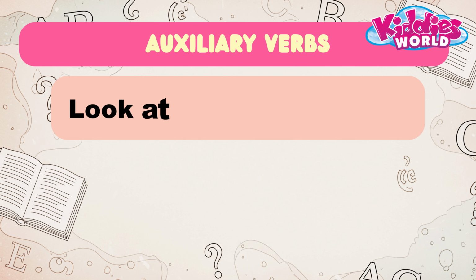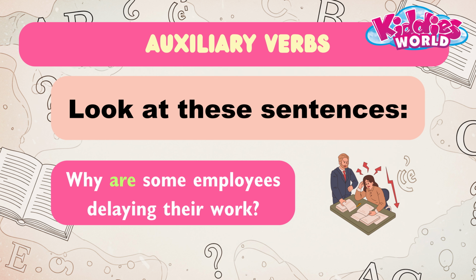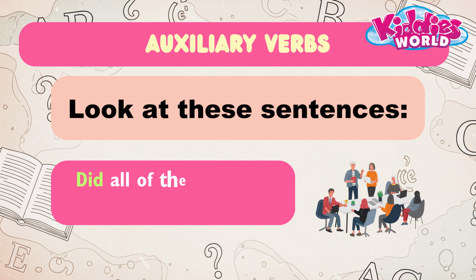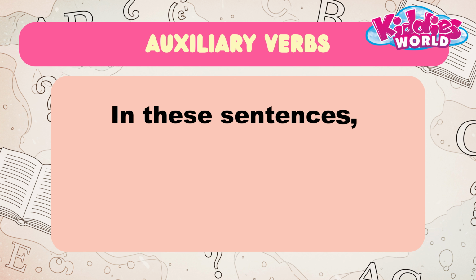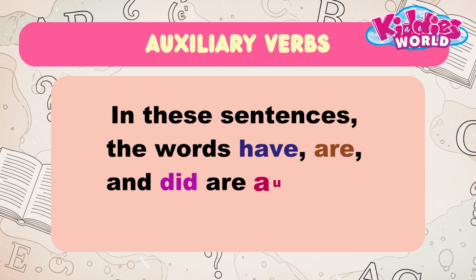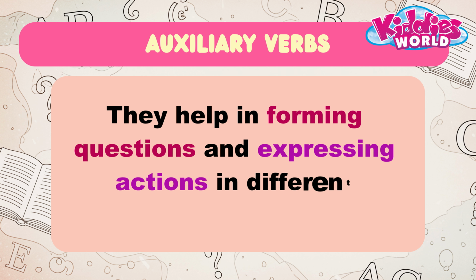Let's look at these sentences. Have all the employees completed their tasks? Why are some employees delaying their work? Did all of them get the same amount of time? In these sentences, the words have, are and did are auxiliary verbs. They help in forming questions and expressing actions in different tenses.